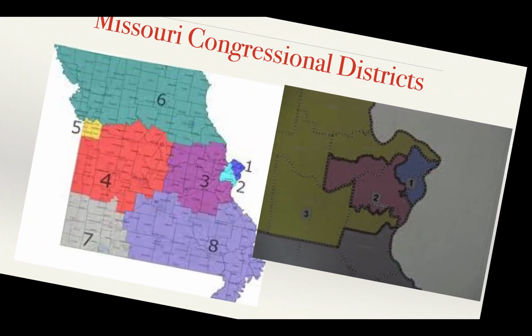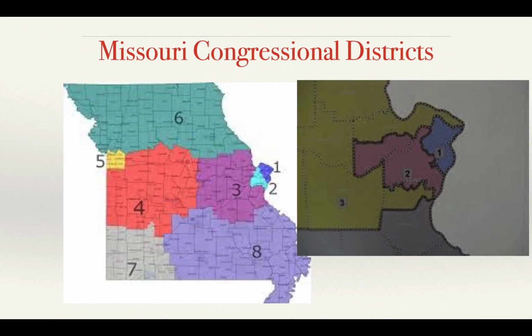All right. So let's look at Missouri. Missouri is cut up this way right now. This is the gerrymandering. It's actually changed. If you can see on the right, it used to have 3 districts in St. Louis. There used to be District 1, 2, and 3 used to come down the south. That is gone now. 3 is like a huge chunk of Missouri.